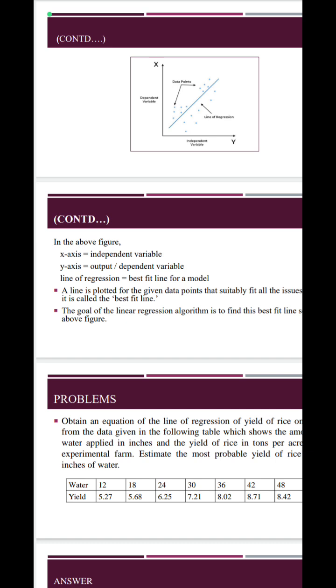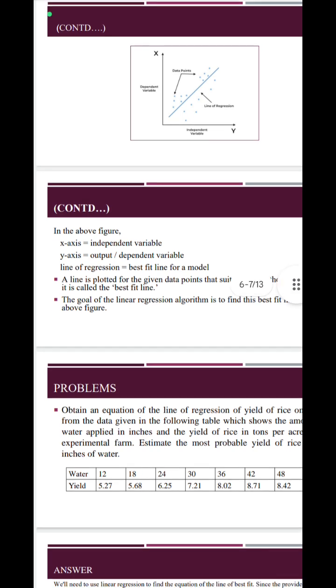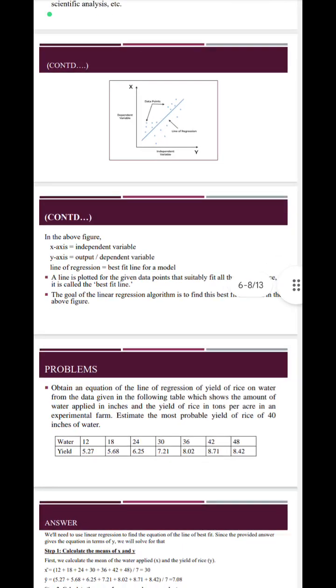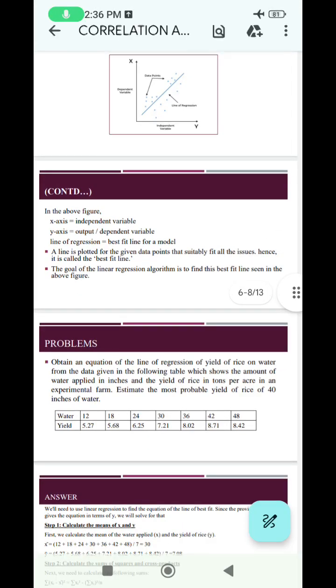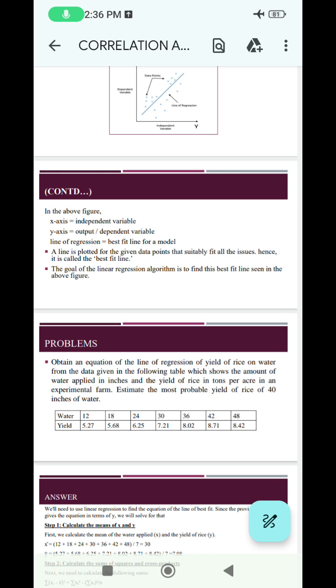The line of regression is the best fit line for a model. A line is plotted for the given data points that suitably fits all the points. Hence, it is called the best fit line. The goal of the linear regression algorithm is to find this best fit line seen in the above figure.